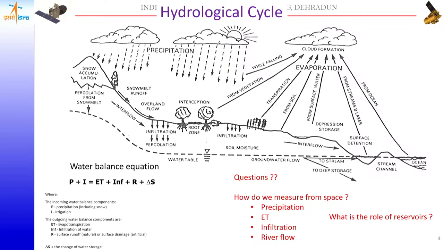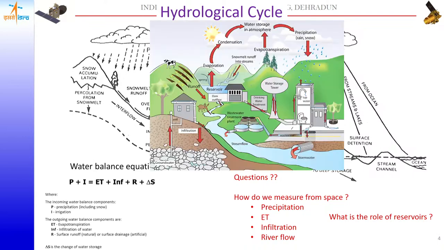However, in the case of humans, we tend to store the water by making reservoirs, because we want to protect the downstream communities from floods, and we also want the water when there is no rain.